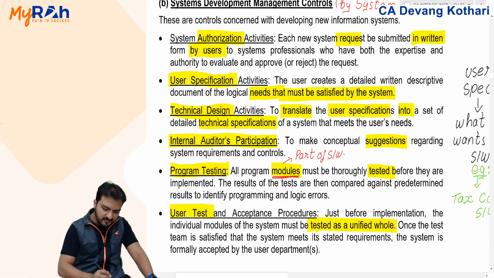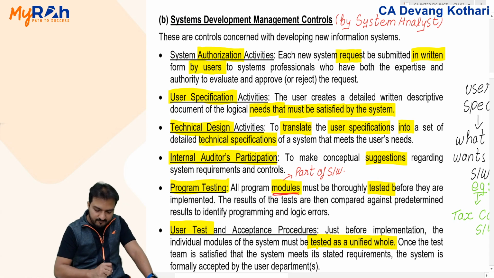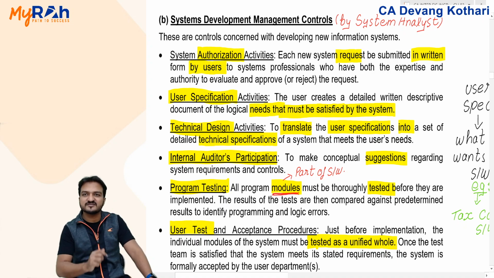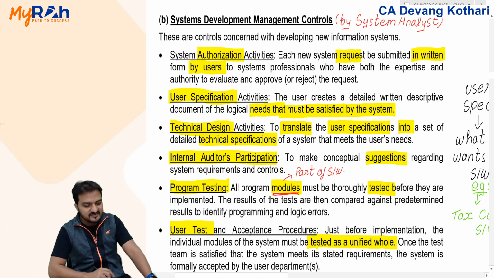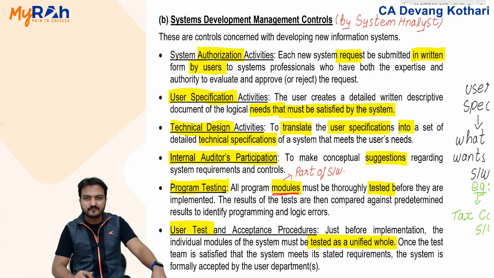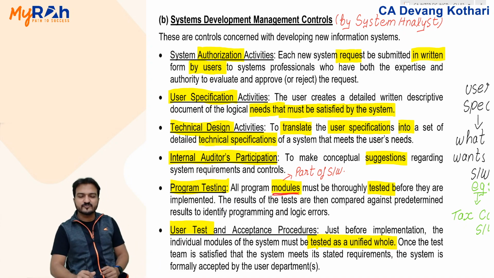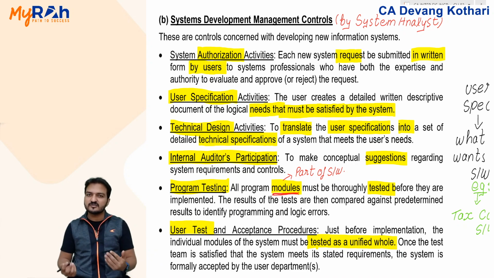Next, system development management control. Who does that? Well, system development is done by whom? It is done by the system analyst. And remember, who was the system analyst? System analyst was the chartered accountant.